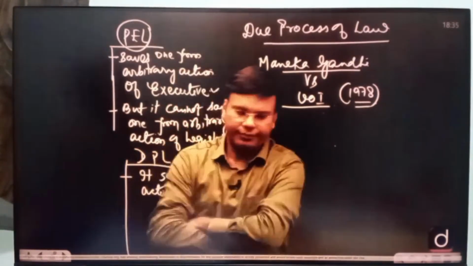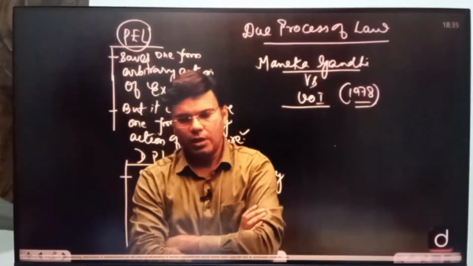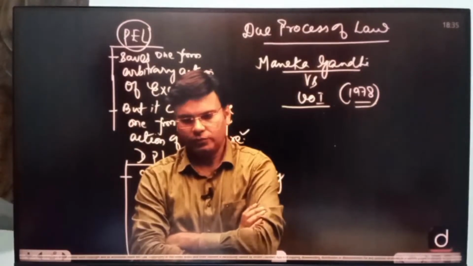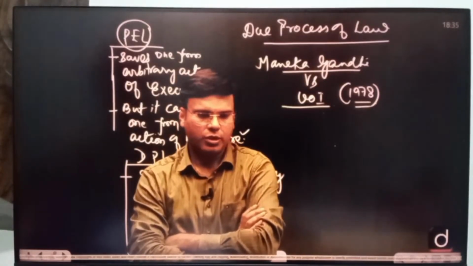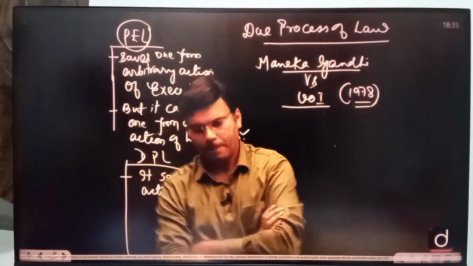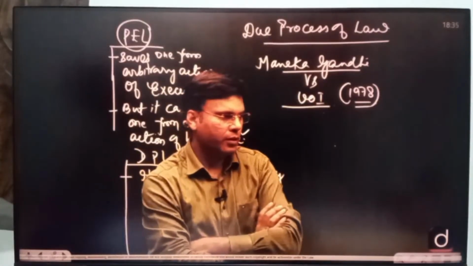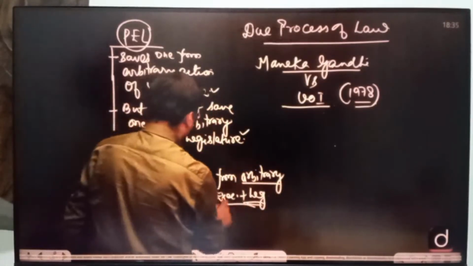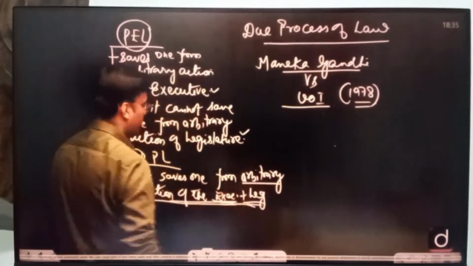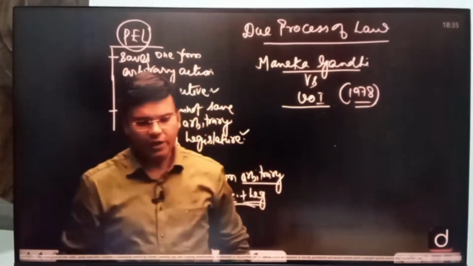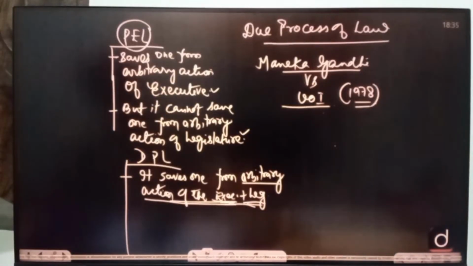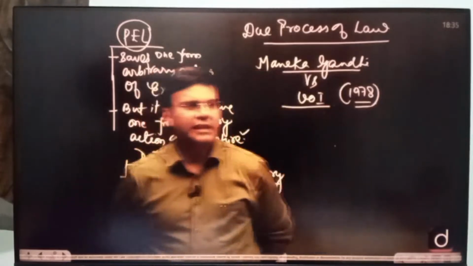Next point, therefore Article 21 is a safeguard not only against arbitrary executive action, but also the arbitrary action of the legislature.